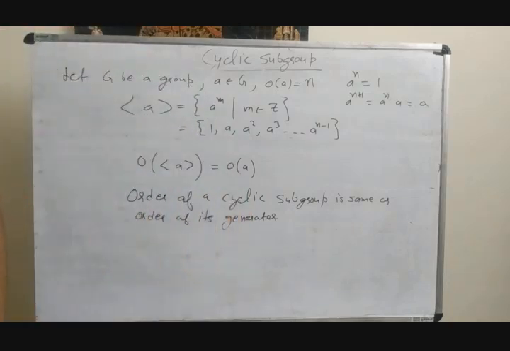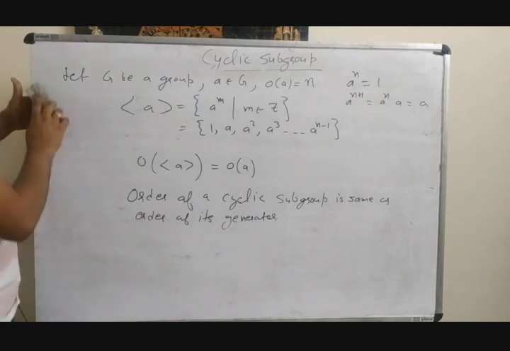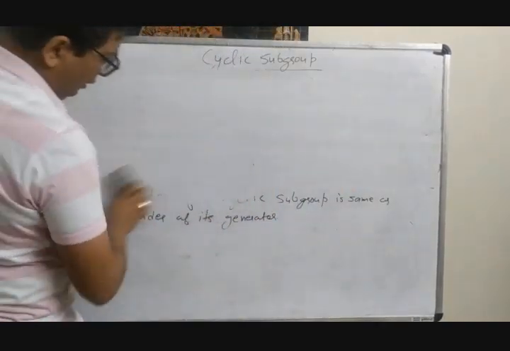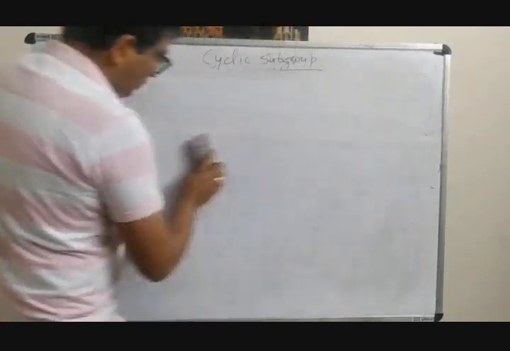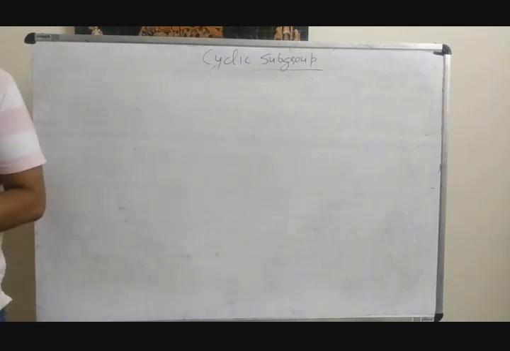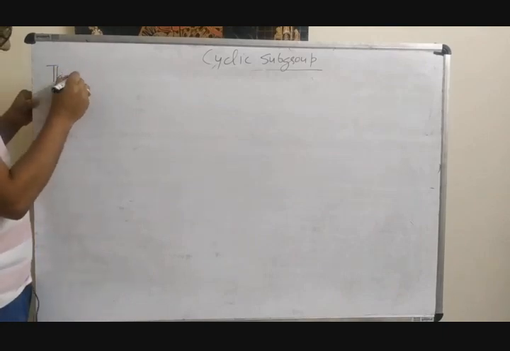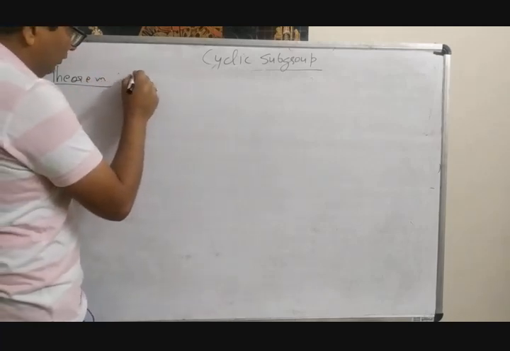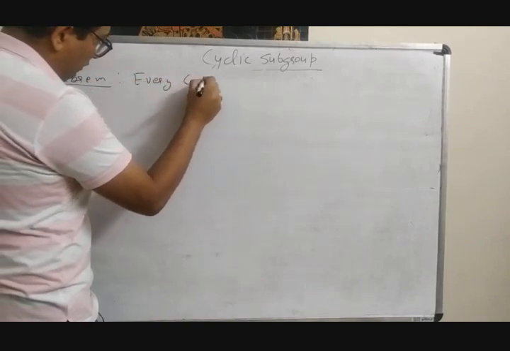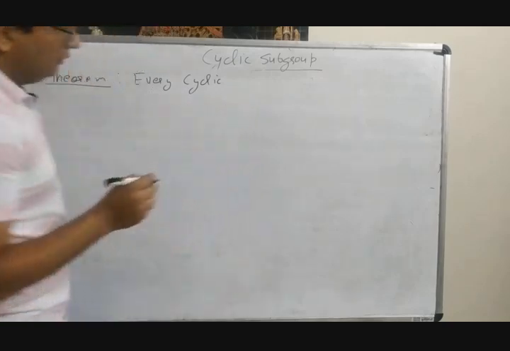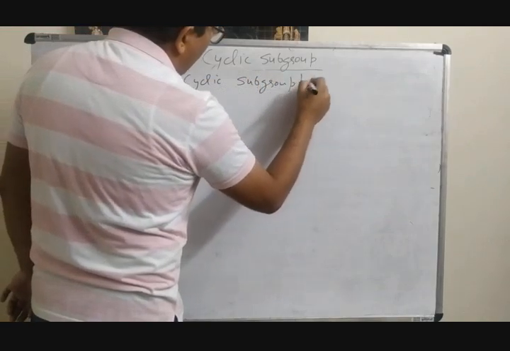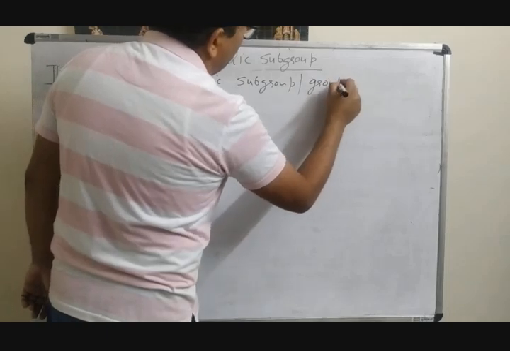Now we will discuss a few basic, important results of cyclic subgroups. Then we will take certain examples to discuss cyclic groups. So the first result is: every cyclic group is abelian.